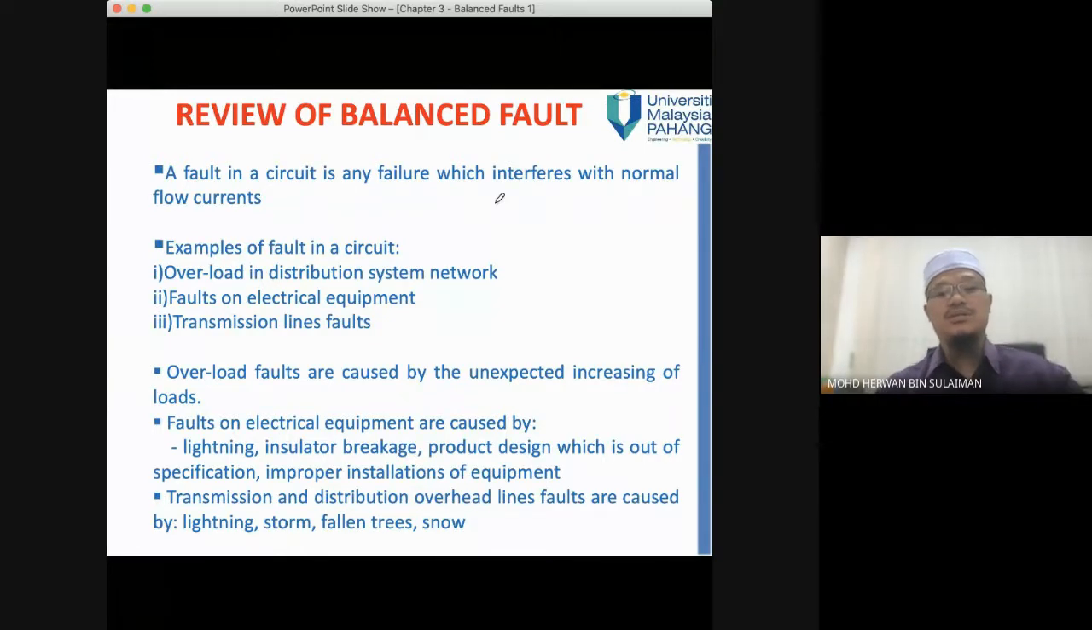A fault in a circuit is any failure which interferes with the normal flow of current. Examples of faults can be overload, which has happened in TNB, in our Malaysia, fault on critical equipment, and transmission line fault. Basically, we cannot avoid faults, but we can mitigate. Normally we just mitigate when the fault happens, it trips, and then what next? The system goes back to normal.